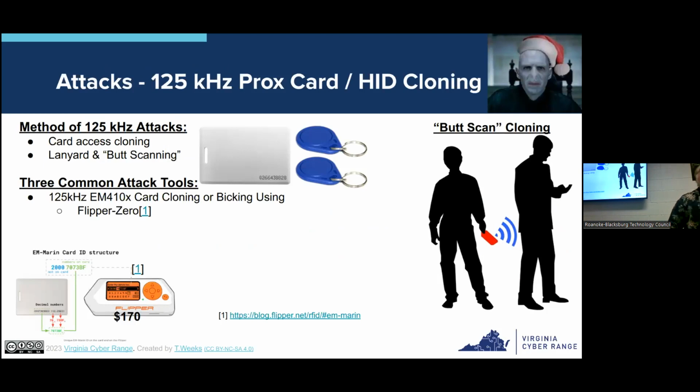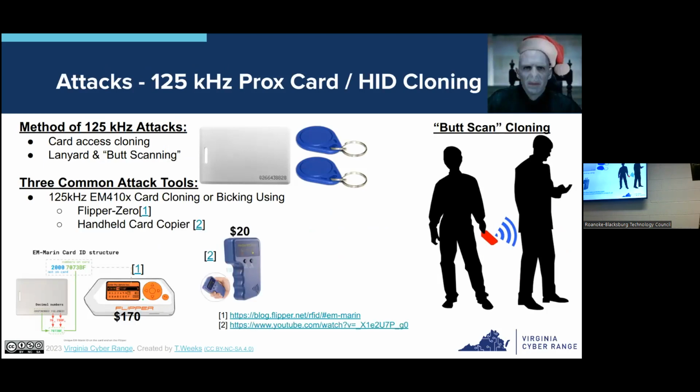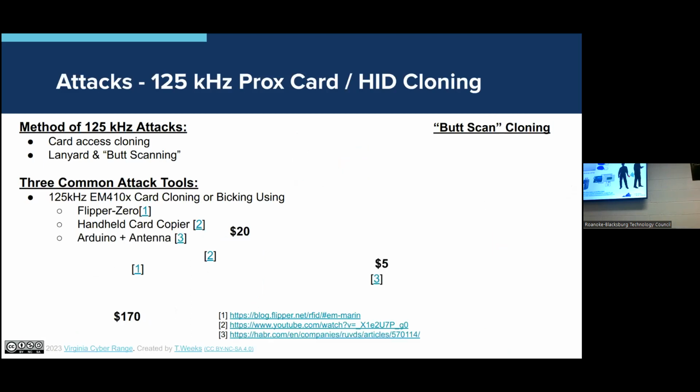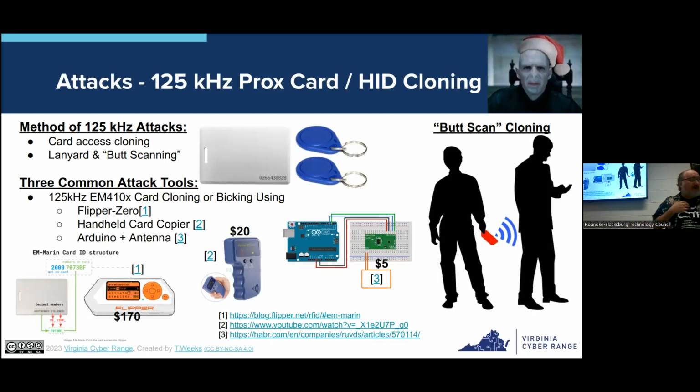For either cloning or bricking. You can also brick these devices if you write the wrong information to them. Another one is the older way, before people had Flippers, which were these little handheld card copiers. $20 on Amazon, $10 direct from China. So really cheap. And then the way I got into it was an Arduino with a little wire antenna. I bought 3 of them and I never hooked them up. I just bought the Flipper Zero.